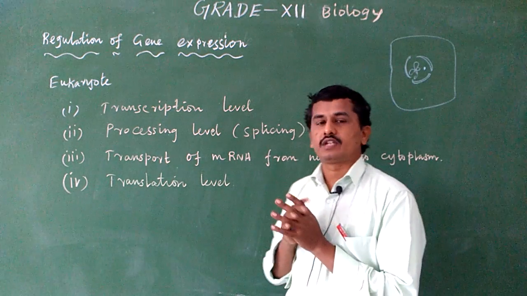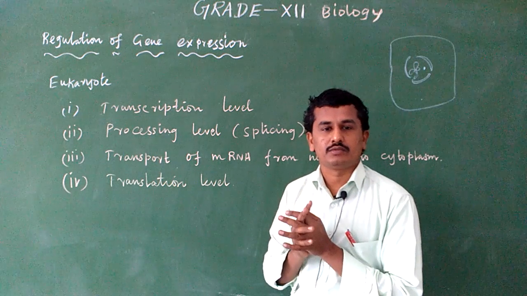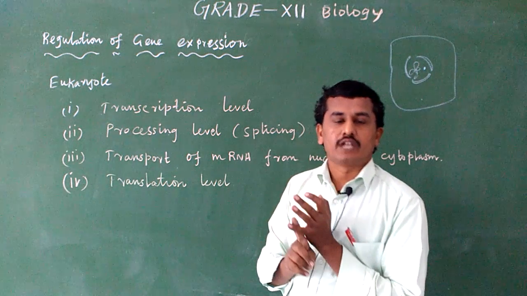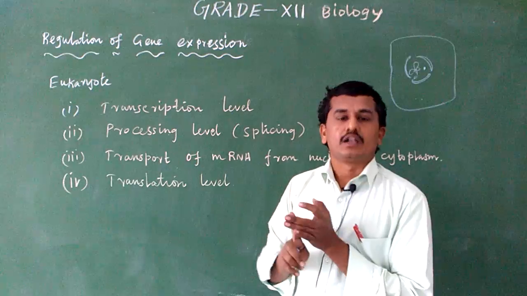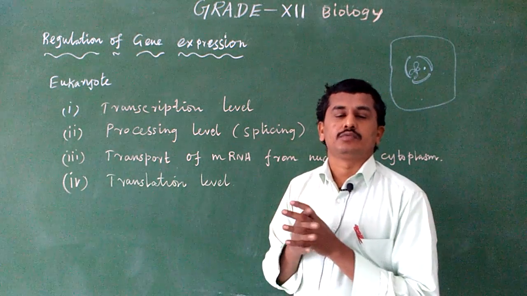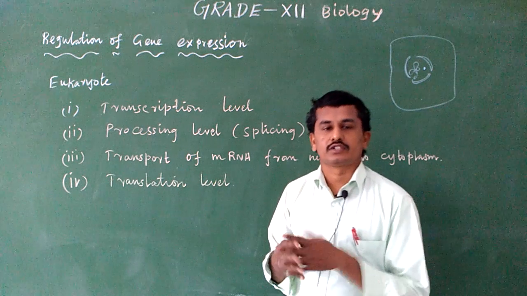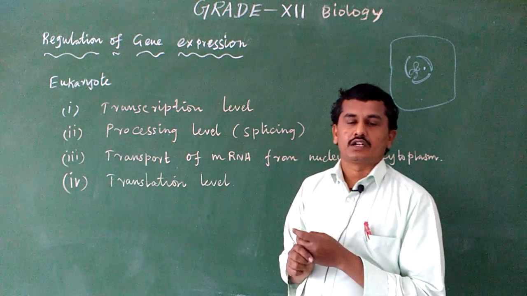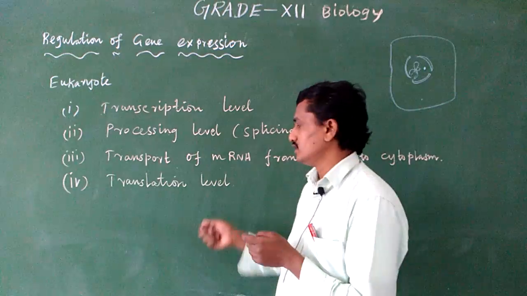And the fourth step is the translation level. Now the mRNA has come to the cytoplasm, then what does it do? With the help of ribosomes, tRNA and rRNA, it carries out the translation process and the protein is produced. According to the protein production, the characters of the particular organism are modified. So that is the translation level.